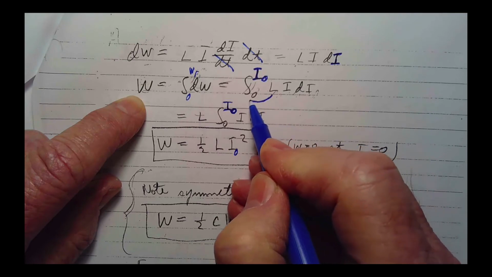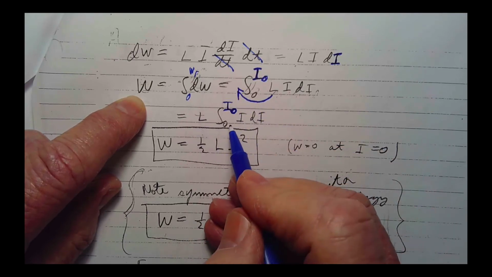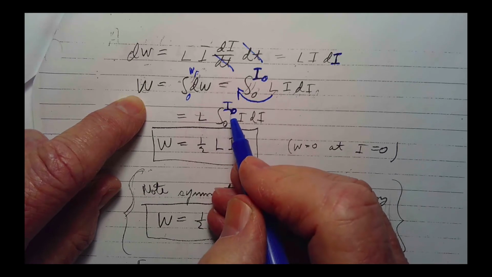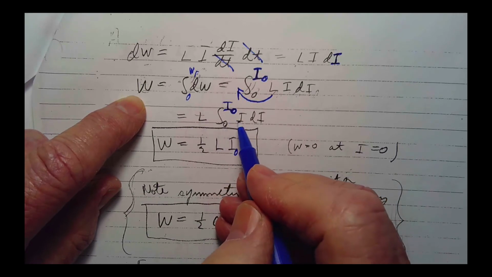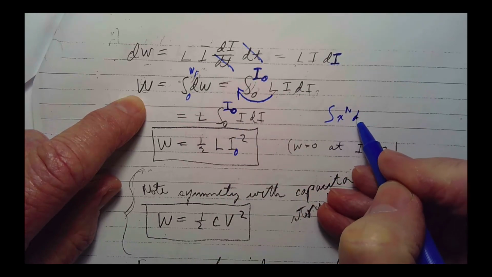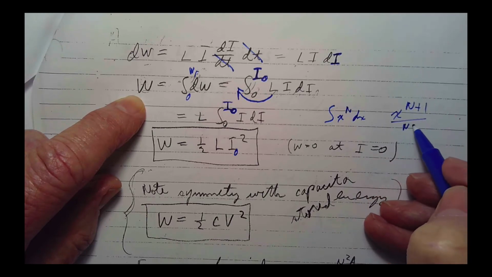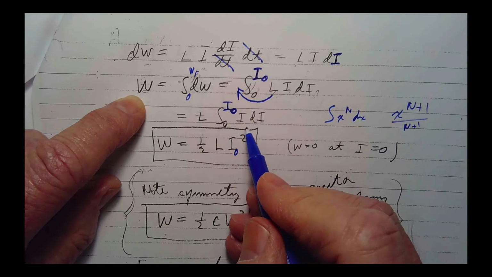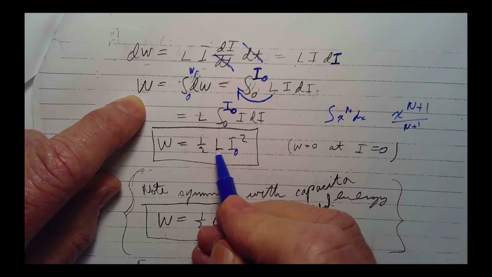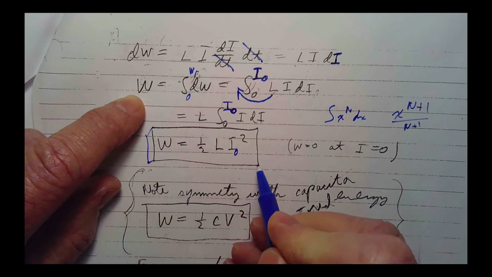This thing is a constant. It comes outside there, so that goes there. And then I'm left with the integral from 0 to the peak current, I di. That's the integral of x to the n dx. Okay, that's x to the n plus 1 over n plus 1. So if n is 1, that gives me I squared, and the 1/2 comes out there. So there's the work stored in an inductor.